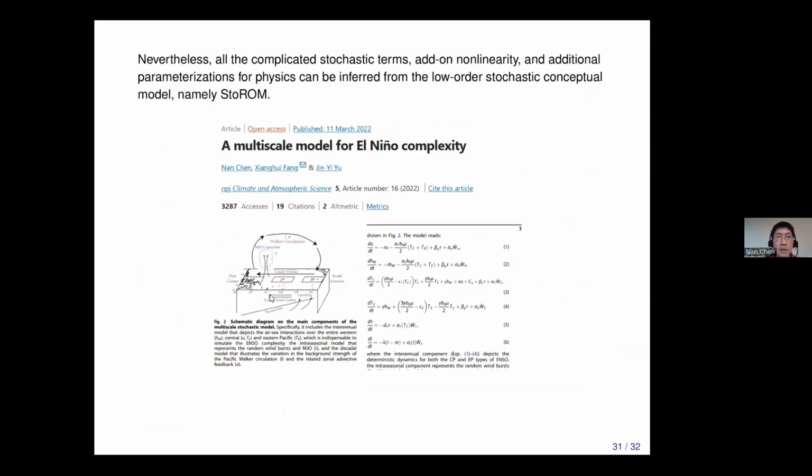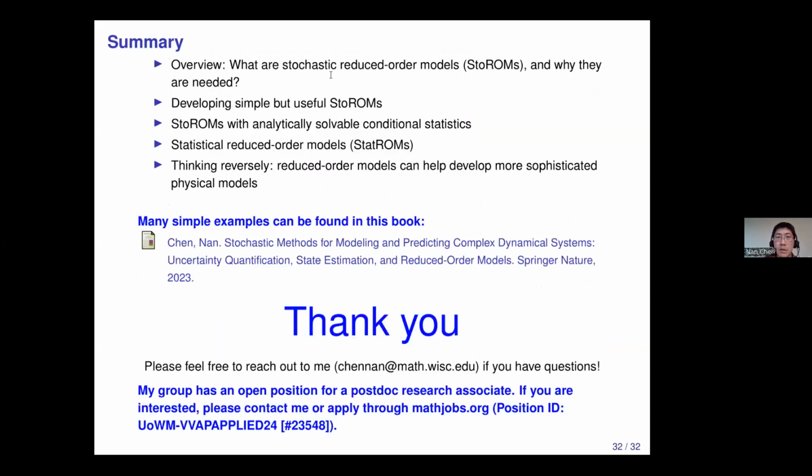So that's the end. Basically, I tried to introduce stochastic reduced models and discuss why they are needed. I showed a few simple but useful examples of stochastic reduced models, stochastic reduced models with solvable analytical formulas, and statistical reduced models. And finally, I showed very quickly how we should think from deterministic to stochastic.